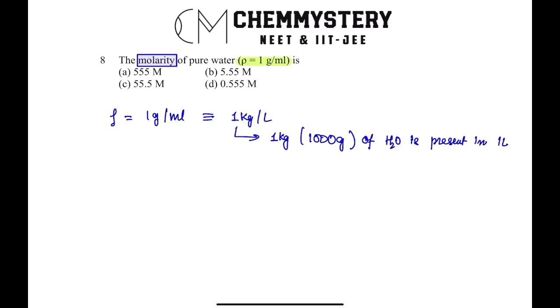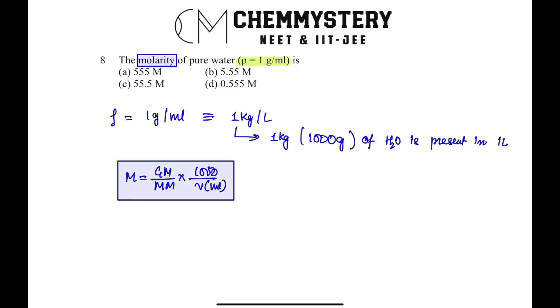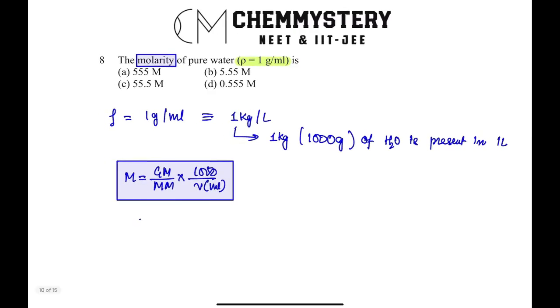Right? We need to find what? Molarity for this. What is molarity? Molarity is given mass of solute by molecular mass of solute into 1000 by volume in ml. Now what is the given mass? 1000, because 1 kg, so 1000 gram. Molecular mass of water, you know, it is 18. How? H2O: 2 plus oxygen is 16, so it will be 18.